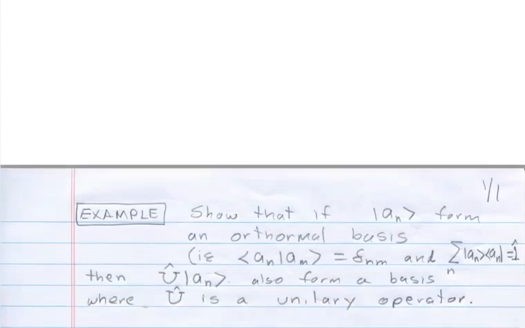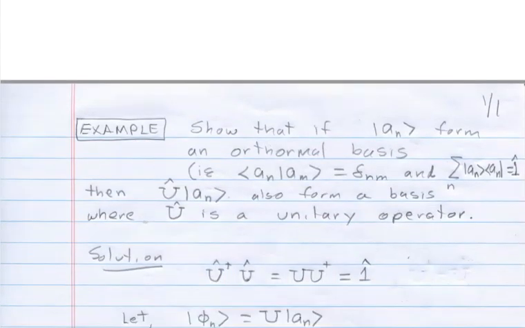Well, another example to get some facility in dealing with these kinds of things. This one is an example problem. Show that if these ANs form an orthonormal basis, in other words, an orthonormal basis really entails a couple of things. One is that they are orthonormal, and that's this condition.